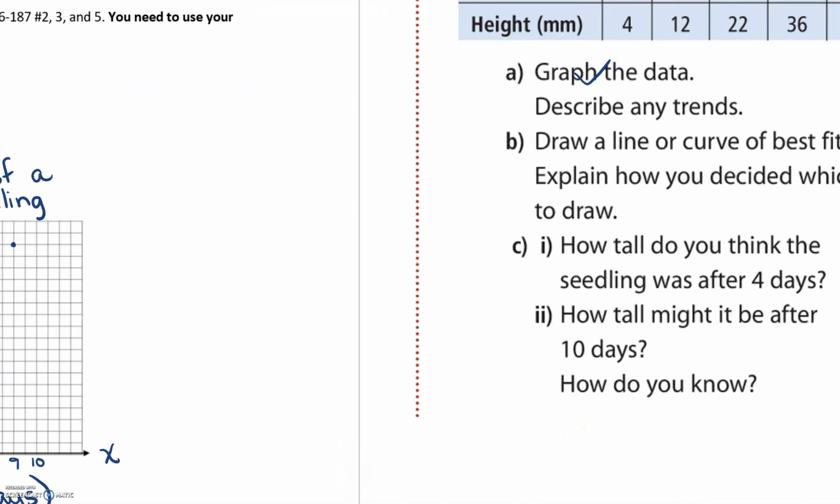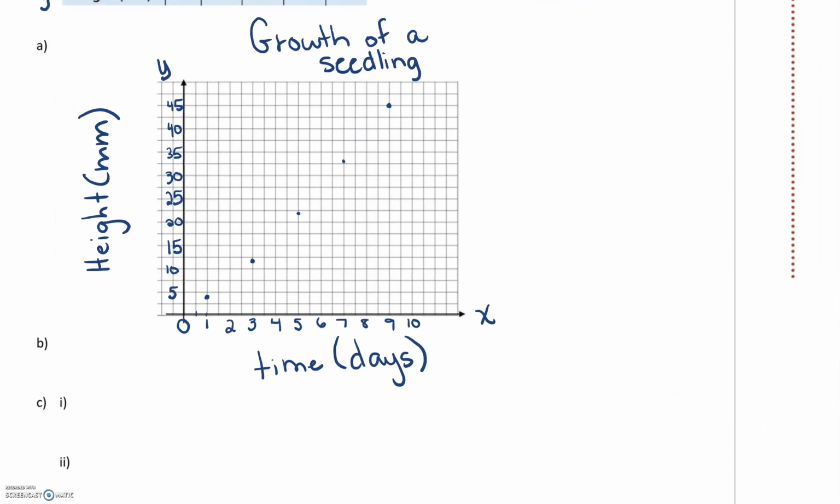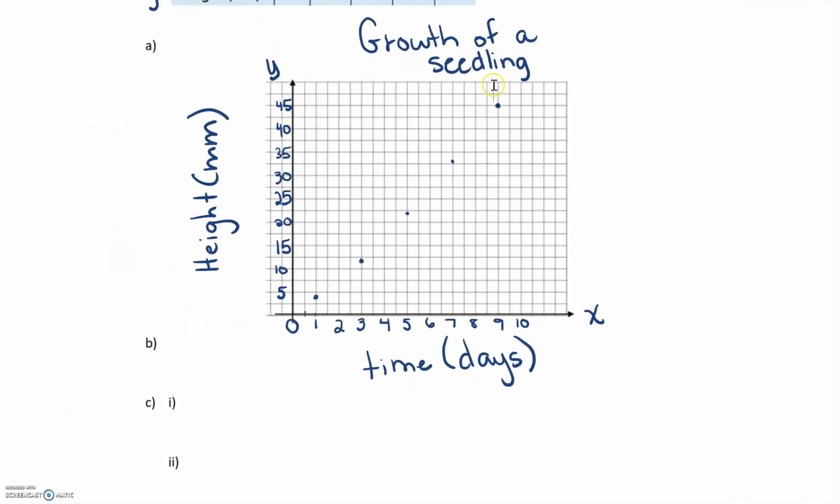So we've graphed the data, and we need to describe the trends. So for question A, we need to describe the trends. I'm going to go ahead and type that in on the side. When you describe a trend, you don't want to just say that it's positive. You also don't want to say that it's just increasing. So what we want are some keywords here. Very, very important to have some keywords.